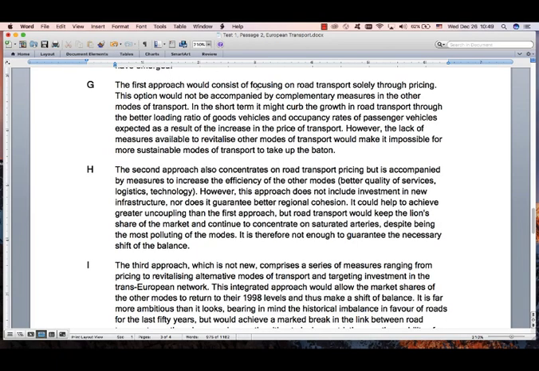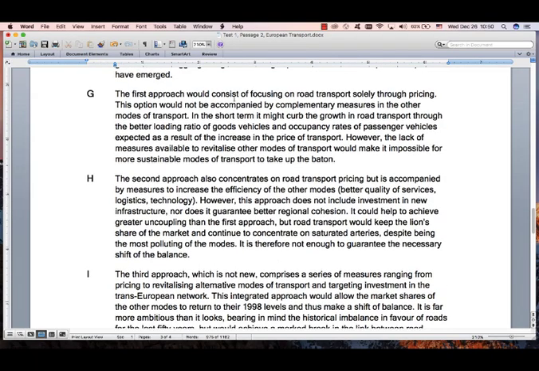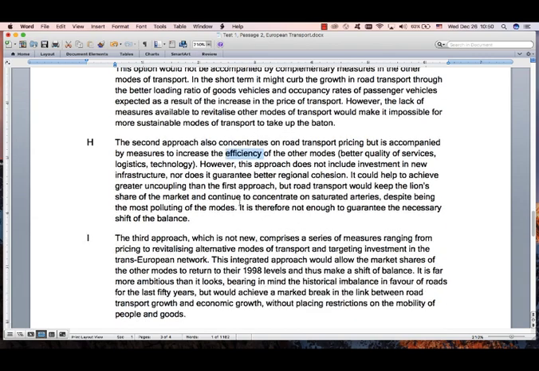So the first approach would consist of focusing on road transport only through pricing. The second approach also concentrates on road transport, but is accompanied by measures to increase the efficiency of the other modes. The third approach, not new, a series of measures ranging from pricing to other modes of transport targeting investment. Again, first approach, only pricing. Second approach, pricing, but also other methods to increase efficiency. Third approach, a series of measures.